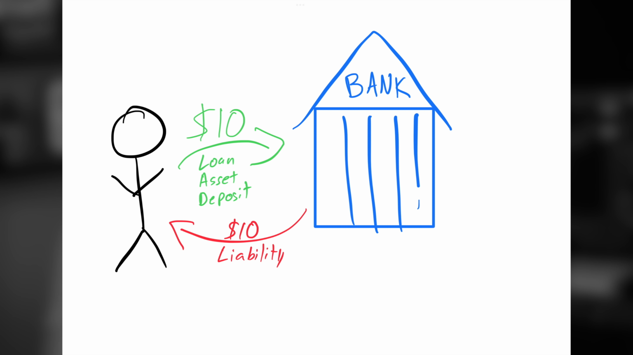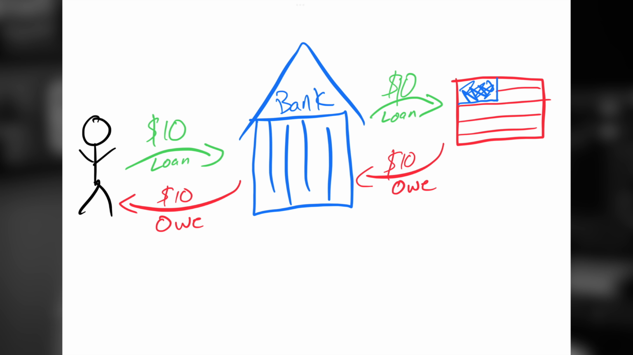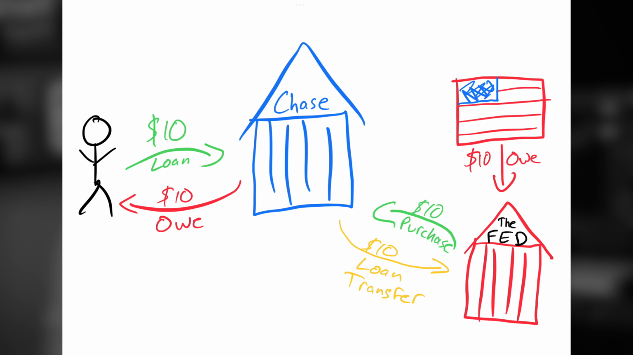All right, I want to stay on track here, so let's review. You loan $10 to Chase, that's called a deposit. They loan that $10 to the government, that's called a treasury. Then they sell that $10 loan to the Federal Reserve, that's called quantitative easing.